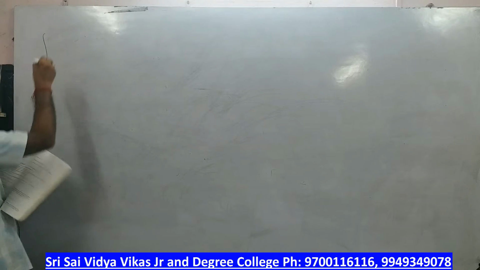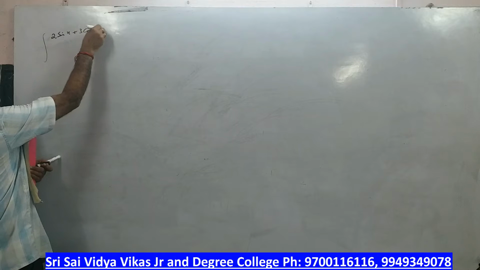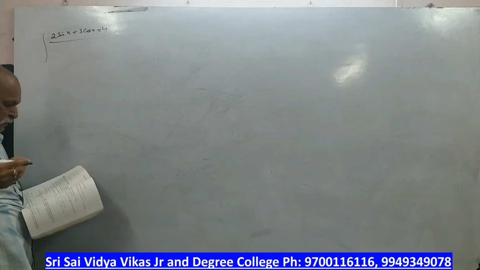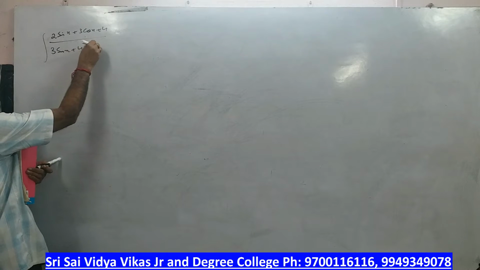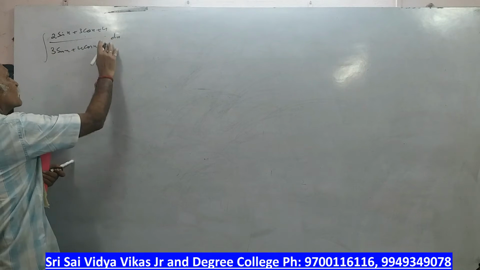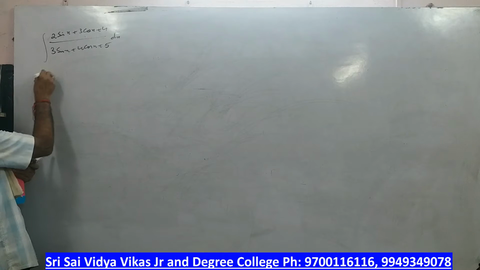Next, same model: integral of (2 sin x + 3 cos x + 4) by (3 sin x + 4 cos x + 5) dx. Right, again same. What is the numerator?